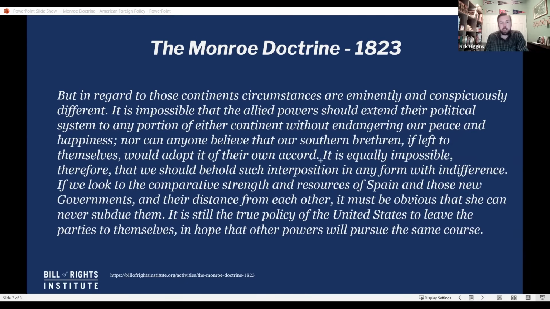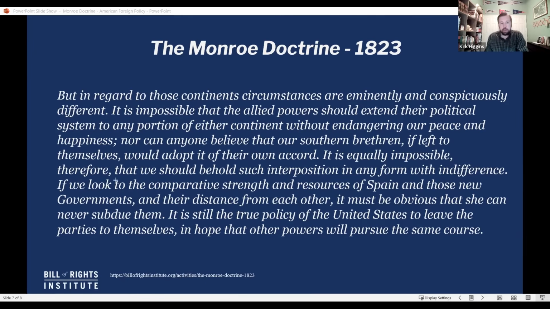So here we're talking about the idea that these individual countries should have a choice in the kind of government they're getting. "It is equally impossible, therefore, that we should behold such interposition in any form with indifference." Meaning if you're going to force your type of government onto these countries, which we don't think they would choose anyway, it's not only a threat to those countries, it's a threat to the United States. So again, drawing this line, the Western Hemisphere is where the United States has direct interest.